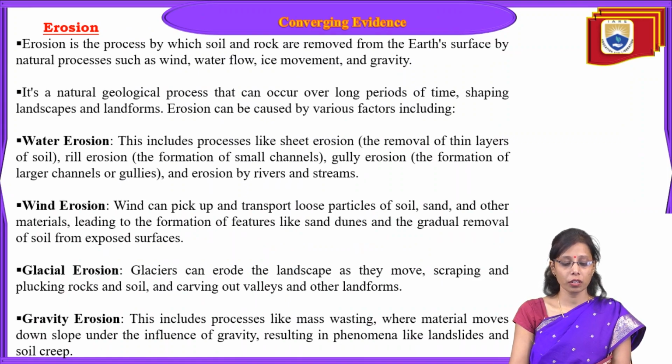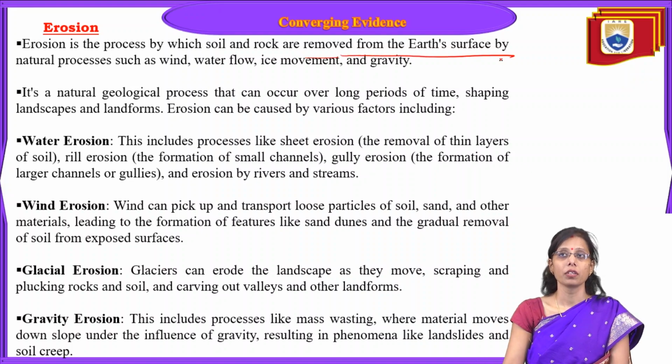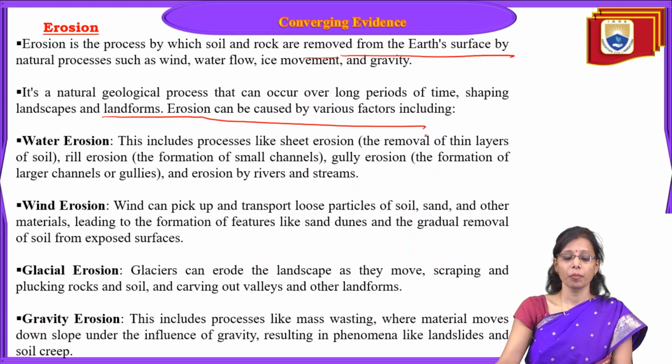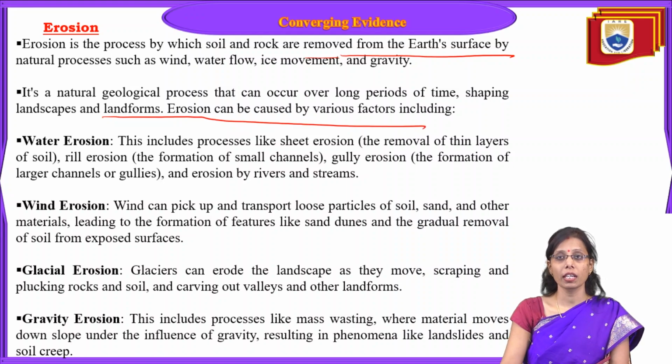Now coming to erosion, the fourth one is erosion. What is erosion? Erosion is a process by which soil and rock is removed from the earth's surface. When the top layer of the earth's surface, like soil or rock, is removed, it is called erosion. Natural processes such as wind, water flow, ice movement and gravity cause it. It's a natural geological process that can occur over long periods of time and shapes the landscape and landforms. So due to erosion, the landscape and the landforms also change.